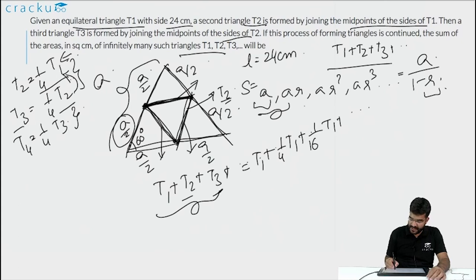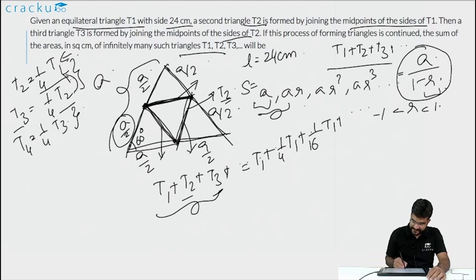Note that r has to lie between -1 and +1. That is, the consecutive terms have to continue to become lesser and lesser. At least the absolute value of the consecutive terms has to continue to decrease. In that case, the sum of the geometric progression is a by 1 minus r.